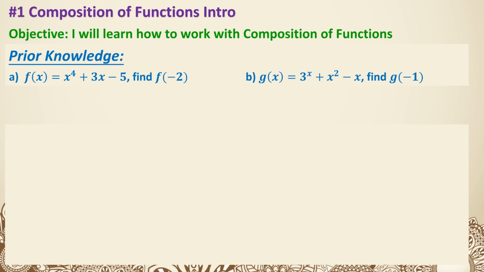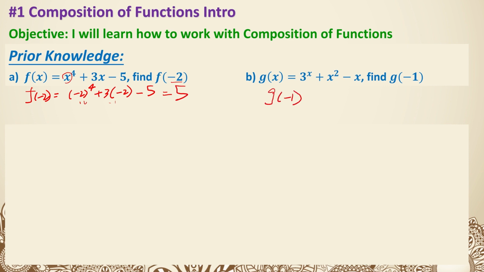So, prior knowledge A, find f of negative 2. That just means we're replacing all of the x with negative 2. That would be negative 2 to the fourth power plus 3 times negative 2 minus 5. The 16 in the front, the minus a 6, which is a 10 minus 5, it's a 5.